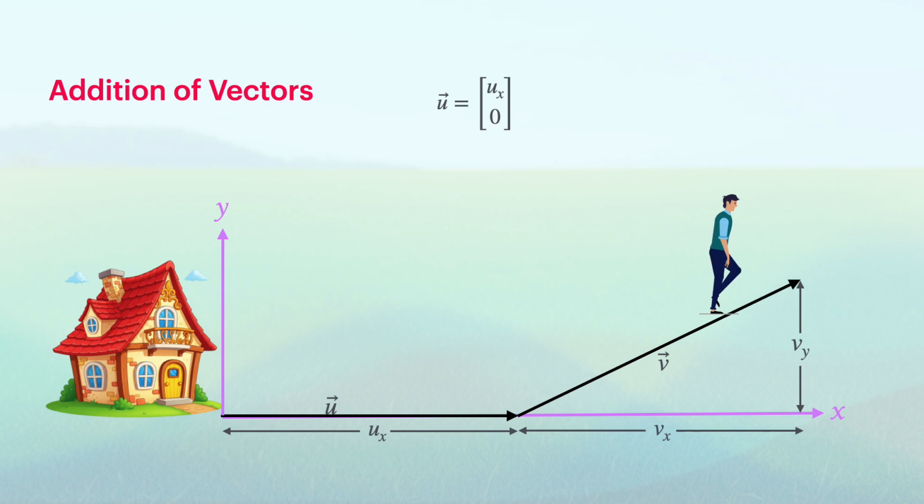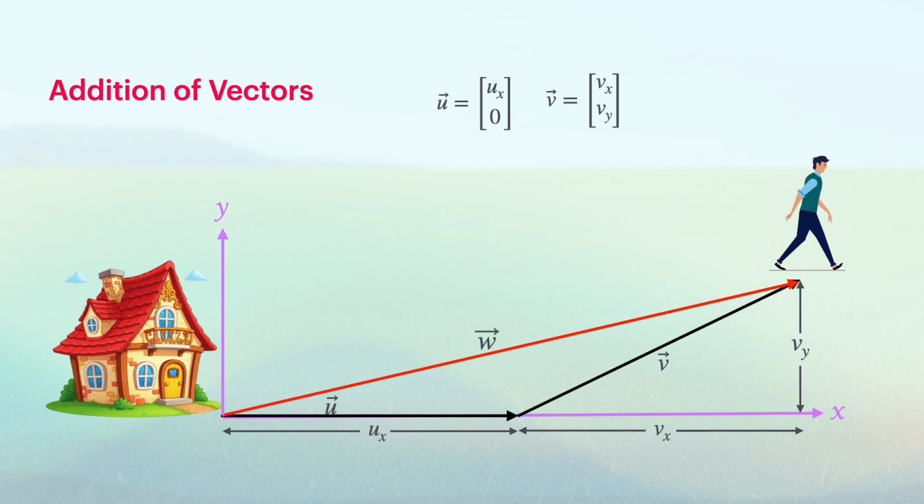It is straightforward to see that vector w, which is a sum of vector u and vector v, can be obtained by separately summing up components of the two vectors. We are basically adding the net movement in the x and the y direction.